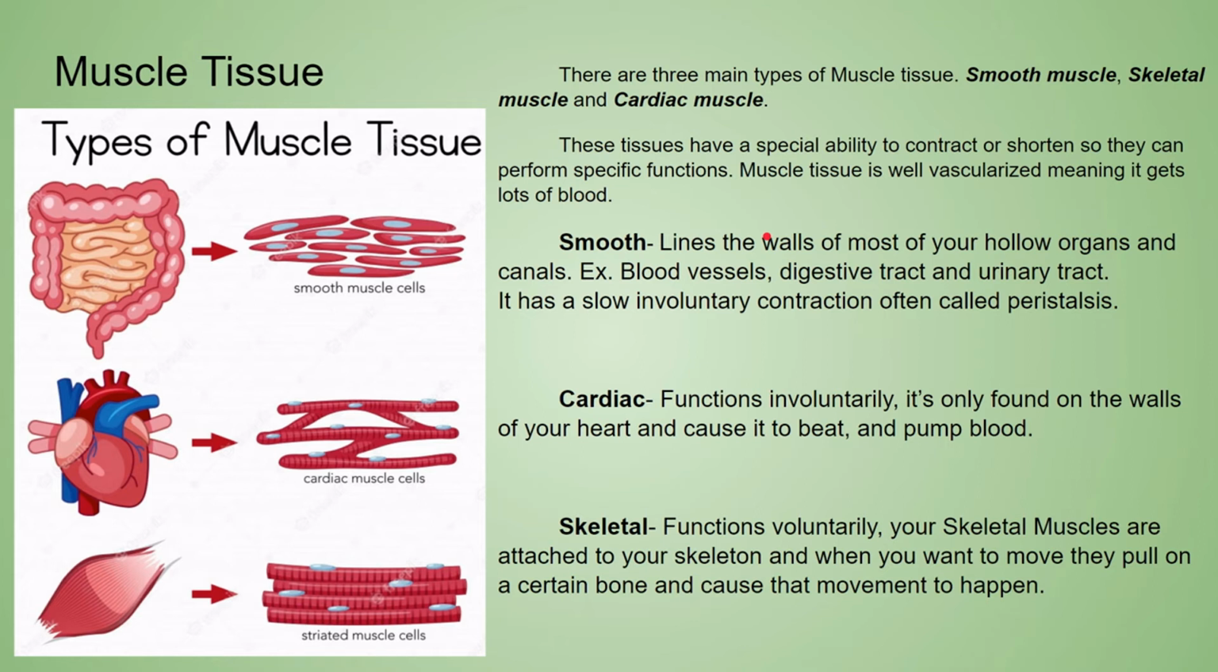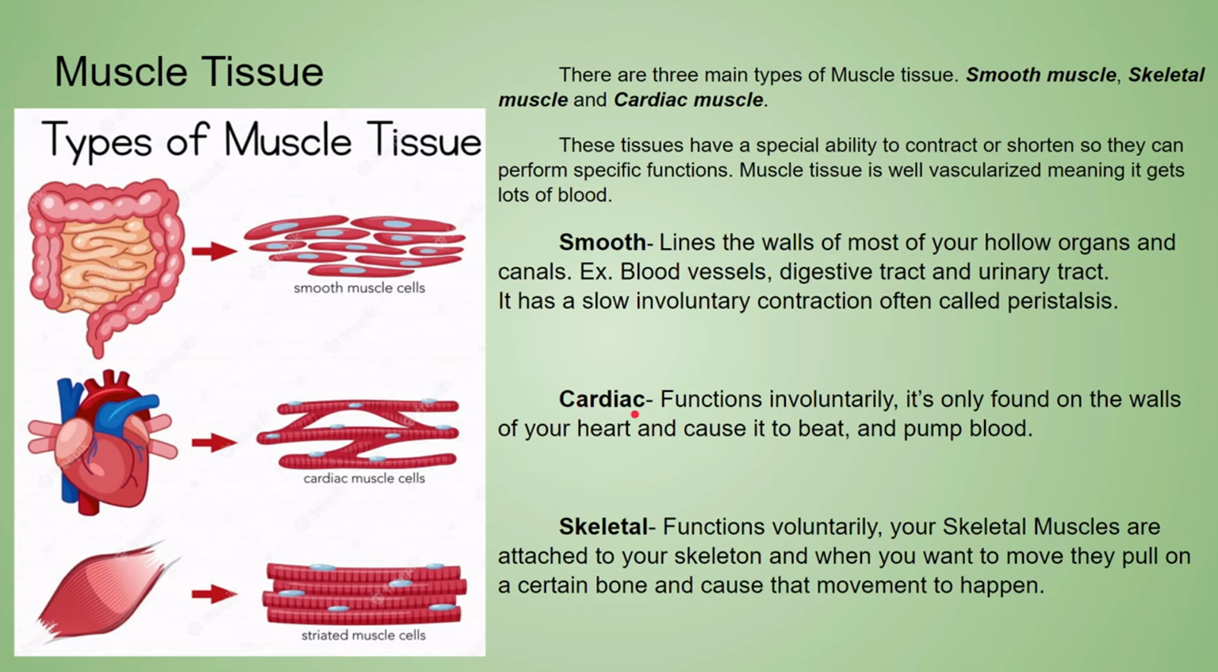Smooth muscle tissue lines the walls of most of your hollow organs and canals. For example, it lines your blood vessels, digestive tract, and urinary tract, and a couple more, such as the uterus if you have one, or it can also line male genitalia as well.